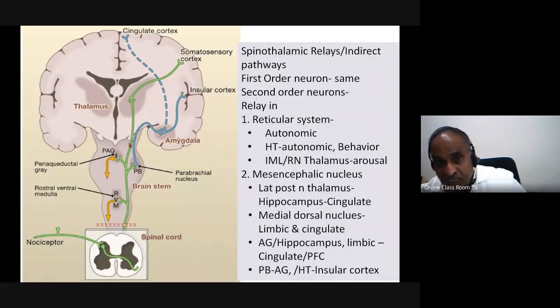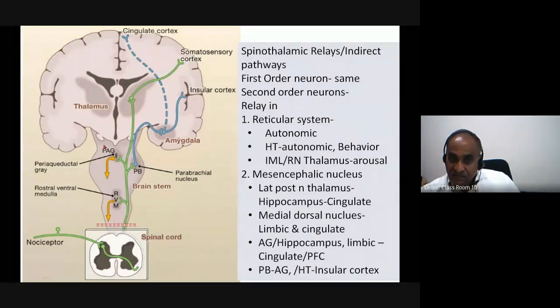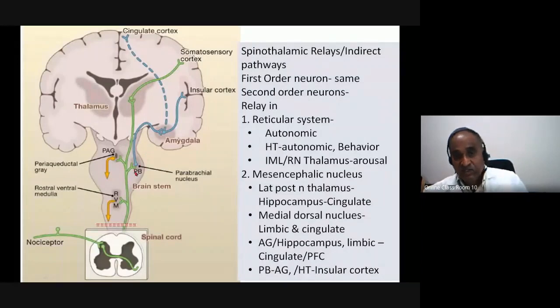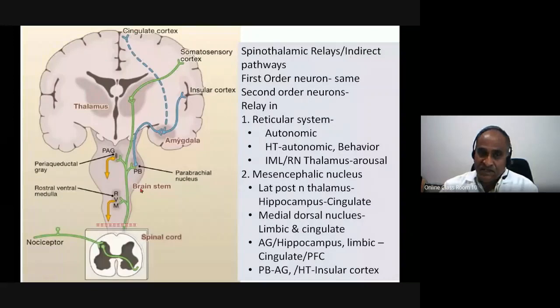So having said that, one is a direct pathway reaching the thalamus and then the somatosensory cortex. Then we have the reticular nucleus, the periaqueductal gray, that is a mesencephalic projection, and the parabrachial projection. All these would reach different sites, you can just see that. Now let me read about spinothalamic relays, indirect pathways. So I'm talking about the indirect pathways.